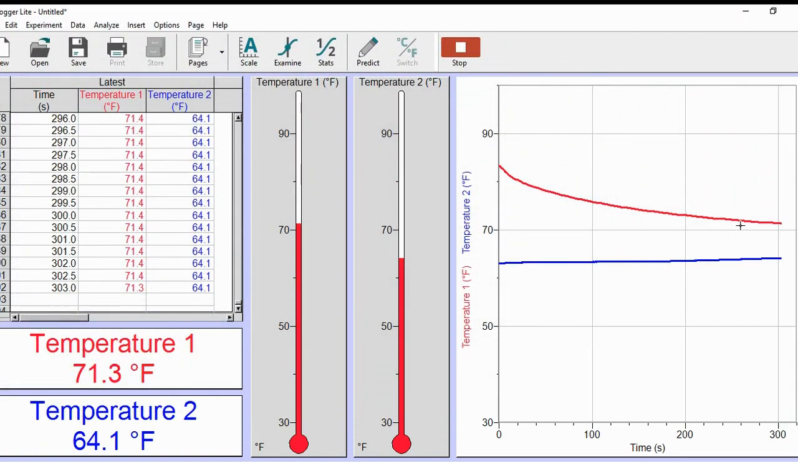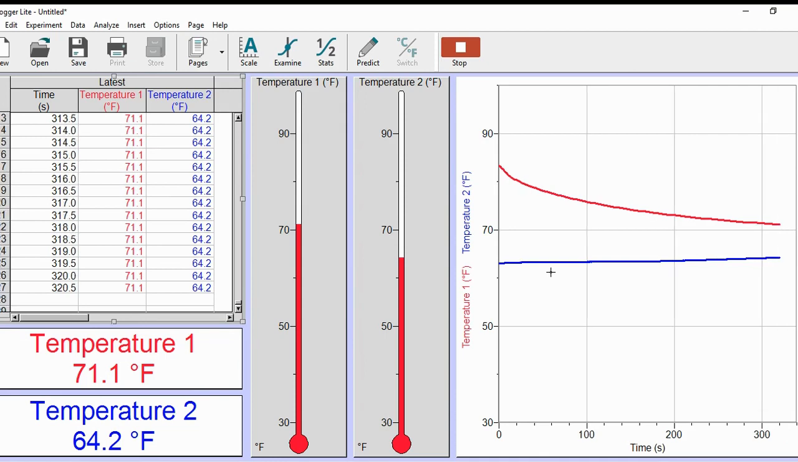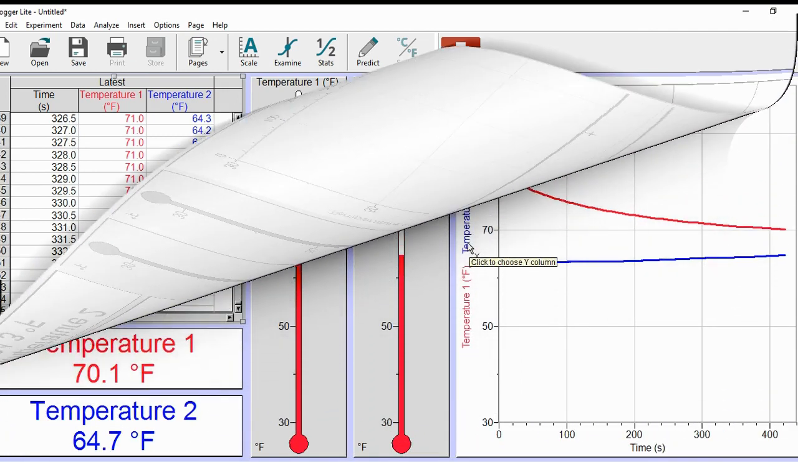All right, we're at the 5 minute mark. At 5 minutes, we're now noticing that our temperature has decreased even more. We're down to 71 degrees Fahrenheit, and our blue line has increased in temperature from 63 up to 64.2 degrees Fahrenheit. So our lines are coming closer and closer together. The question I have, young scientists, is will our temperatures come together to be the same temperature? Will they come together? Let's wait and see.